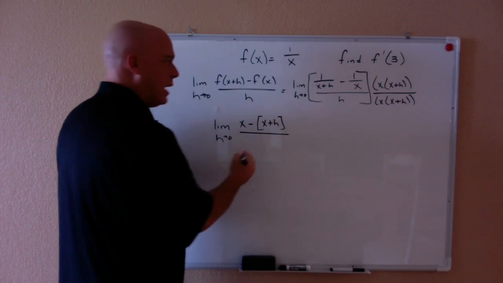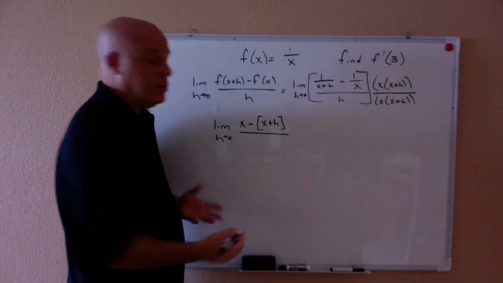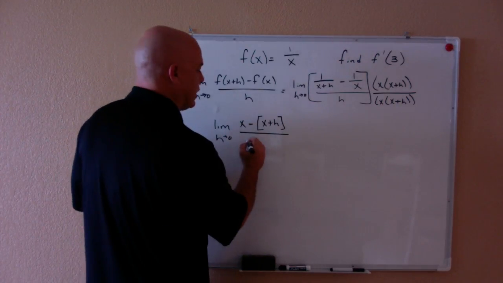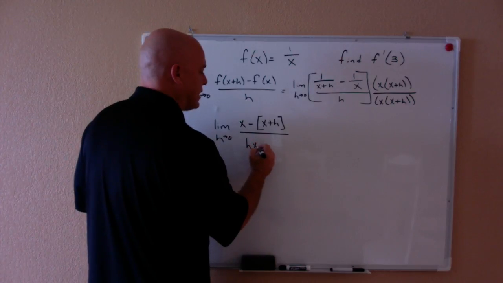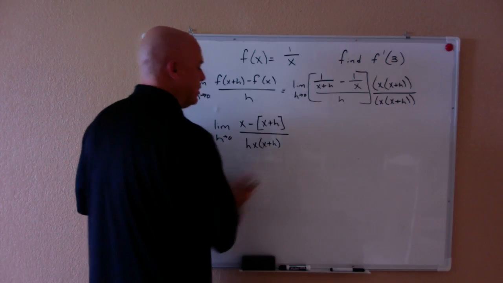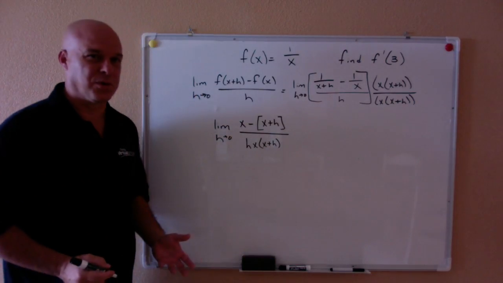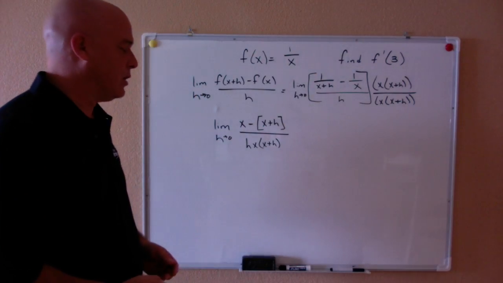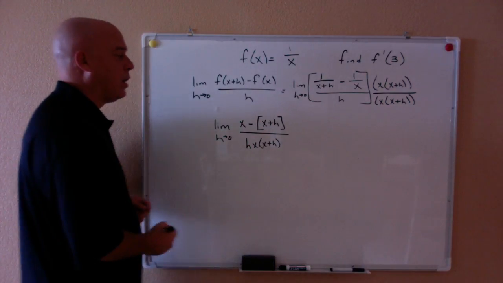all divided by, now in the denominator, there's not much I can do here. So I'm just going to leave that separated. I'm going to make it h times x plus h. So it looks like I kind of made this worse because I put more h's in the denominator than what I started with. It's actually going to work out pretty well here though.